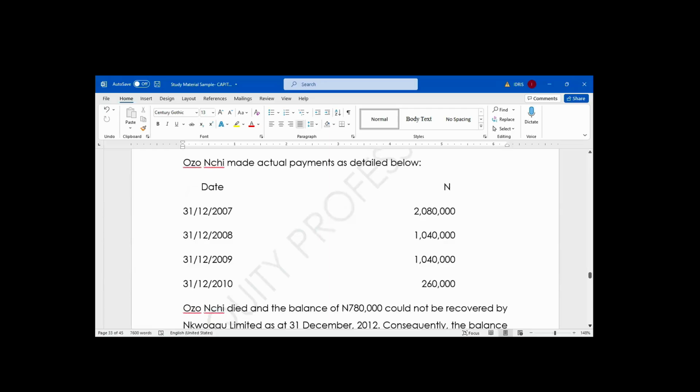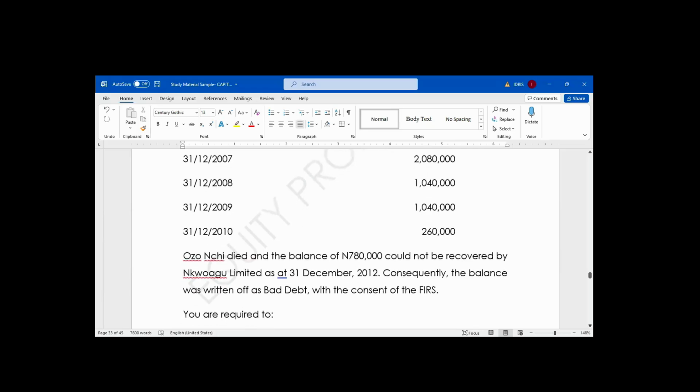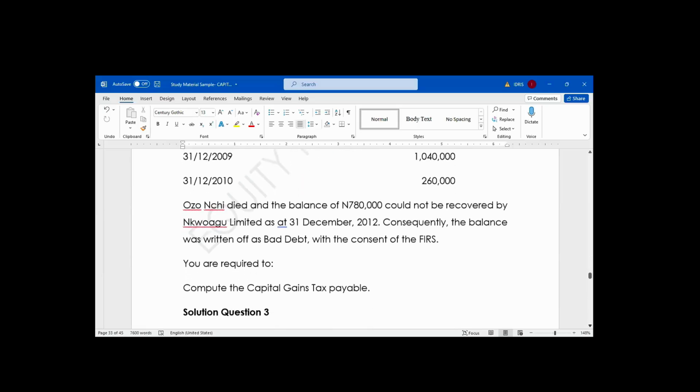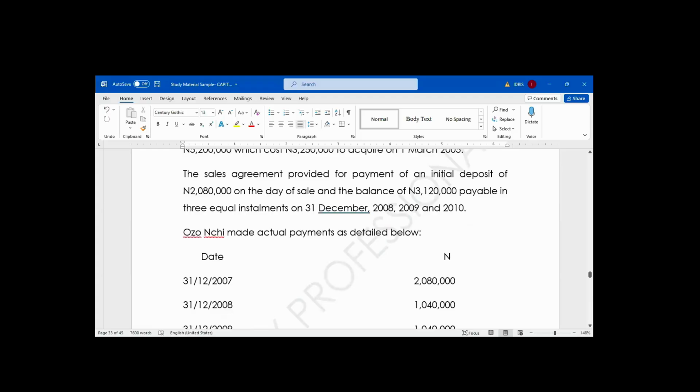So the dates and the payments. Ozonchi died, and the balance of 780,000 could not be recovered by Nkwagu Limited as at 31st December 2012. Consequently, the balance was written off as bad debt with the consent of the FIRS. You are required to, can you please scroll up, sir, compute the capital gains tax payable. Thank you very much. This question we want to solve now.